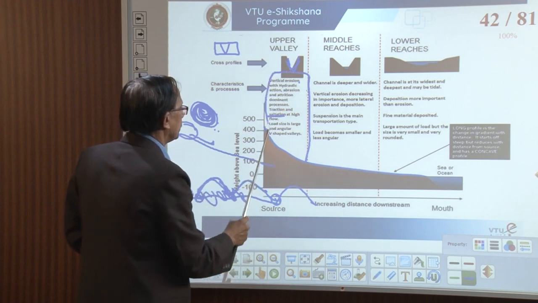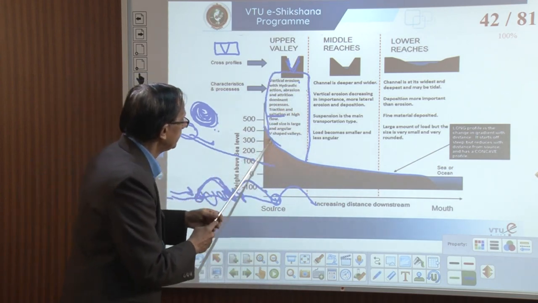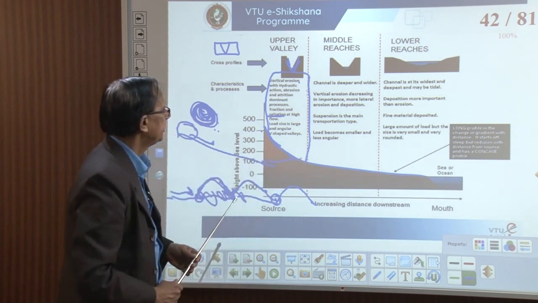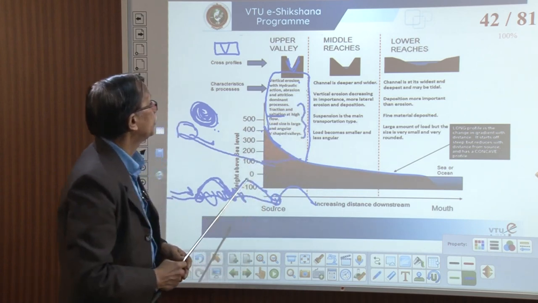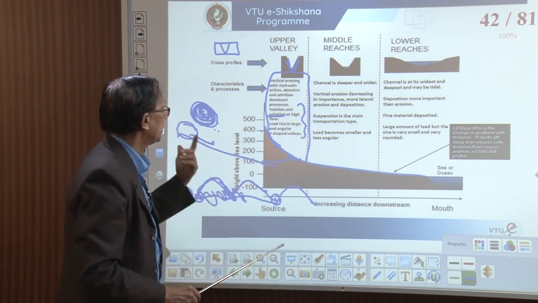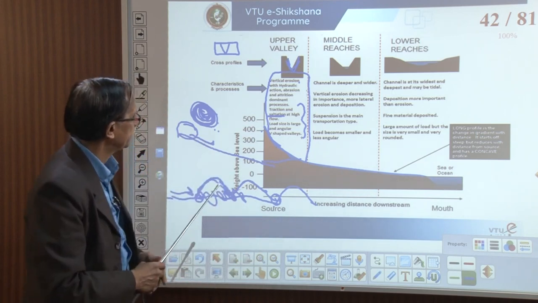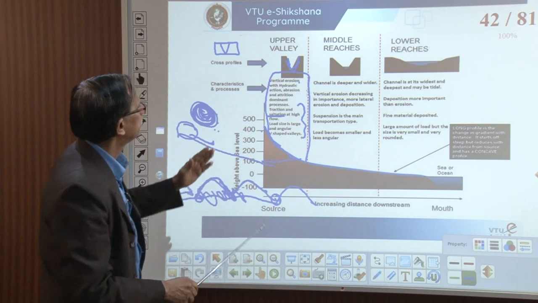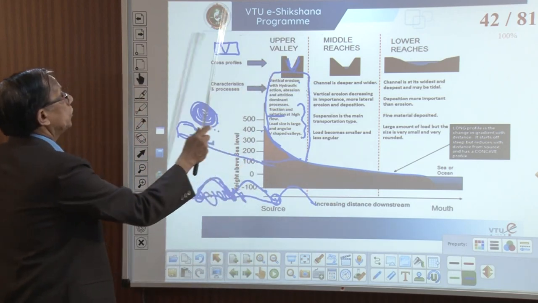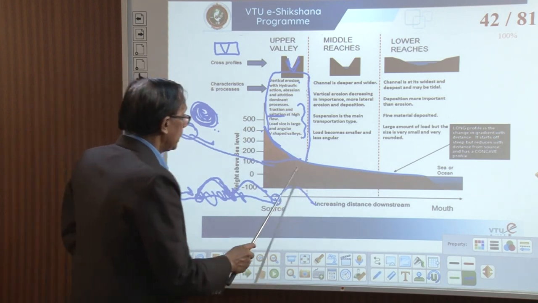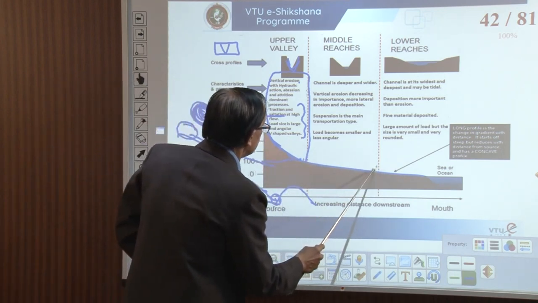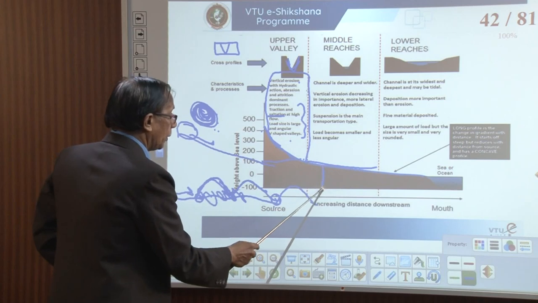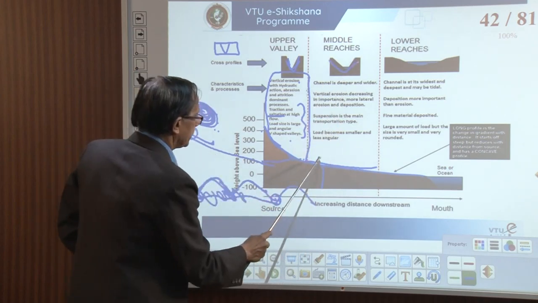This is common in the upper course of the river. What are the characteristics? The gradient is high, say 400 minus 100, a 300 meter difference. These are the common erosional processes: traction, saltation, hydraulic action, abrasion, attrition, particles hitting each other. V-shaped valleys, narrow valleys and vertical cutting are common in the upper course of the river. As we go from the upper course to the middle course, this is a transition between this and this. Here the base level is moderate, therefore wider valleys are formed.